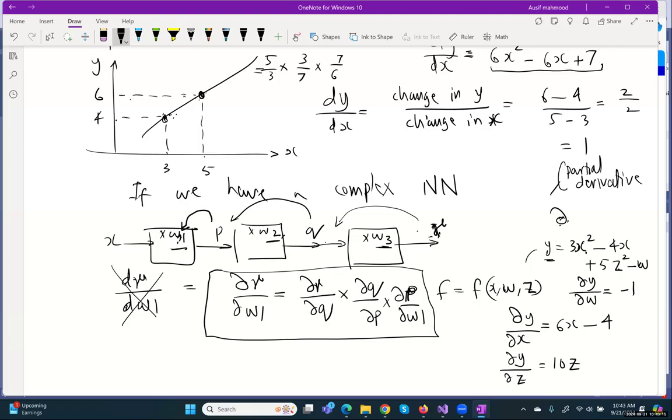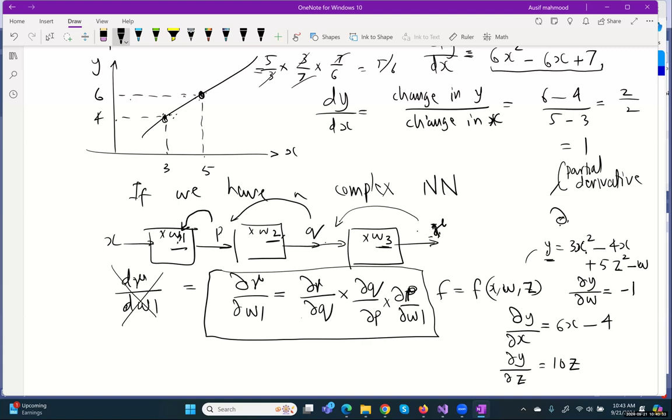So remember, these cancel, these cancel. The answer is easy, 5 over 6. Because a derivative is nothing, regardless of whether it's a partial derivative or not, it is like one thing divided by the other. Change in this divided by change in this, right?